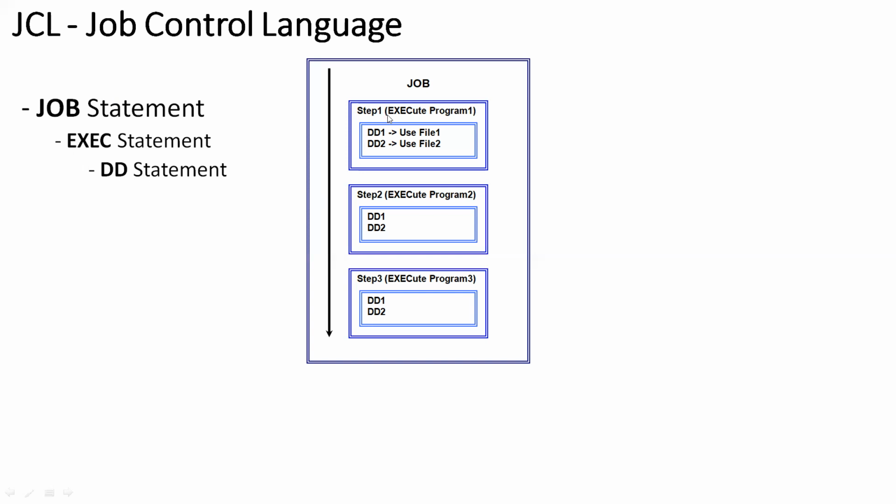Okay, you can see here job. Under job we have step one. Step one is executing program one, and it has DD1, DD2. These DD names are used to mention the file names, input files to the program or output files from the program. Whatever files we refer to in the program, we have to mention in this JCL.